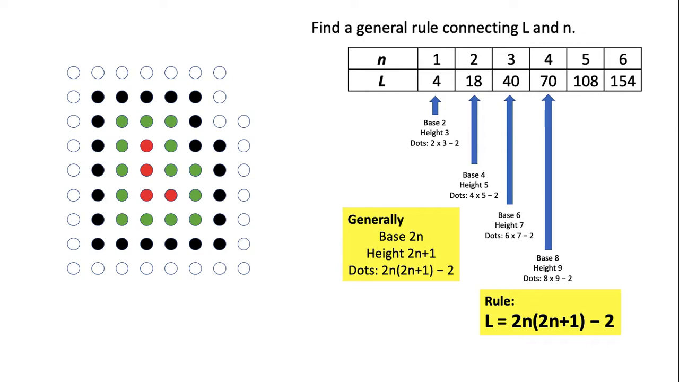So that's my rule. L equals 2n times 2n plus 1 minus 2. I could multiply that out to 4n squared plus 2n minus 2, but there's no need to do that because on the mark schemes for these, it'll say accept this rule or an equivalent rule. You see the letters OE standing for or equivalent on mark schemes. And in fact, it's a little bit tidier with the brackets and the factorization there. So that's perfectly good.